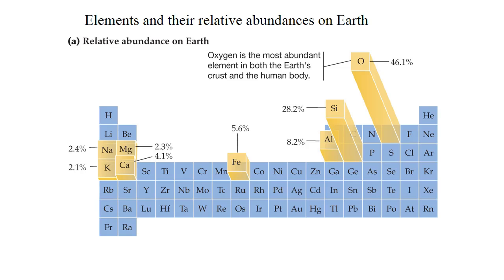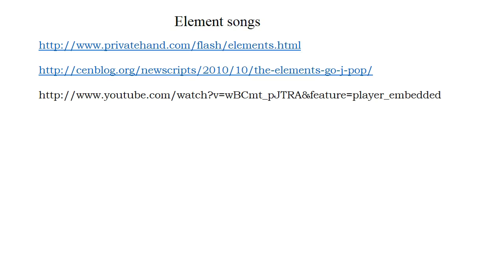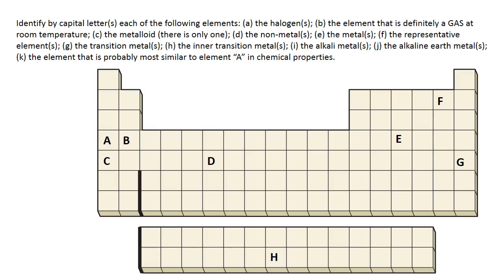There's a little bit more here. These are just the relative abundance of various elements on Earth. You can see that oxygen is the most abundant element in the crust and in the human body, but you can see that here at 46.1%, and some various others. The ones that don't show up here have very minimal abundance. And then here, relative abundance in the human body. Oxygen is, of course, still very high. Carbon is also very high. There's some interesting URLs here for fun element songs if you're interested.